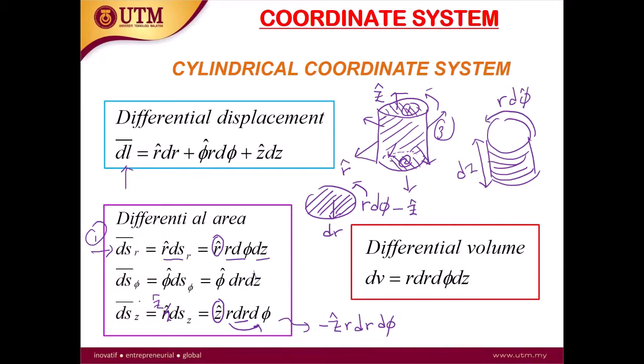Here it gives you another shape, which is the surface along the φ direction. If I draw it, it's something like this. This is our cylinder, and this is our surface, facing along the φ direction. How do we determine the surface facing along the φ direction? We can see here this is dz and this one is dr, so it becomes dr dz, and the direction is φ. That's all.